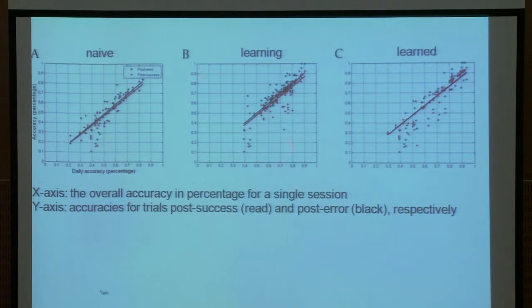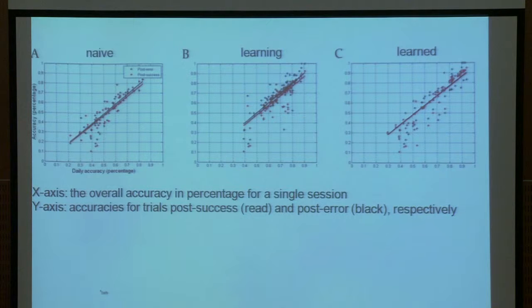So after the error here, you see the post error, the rat is paying attention. So his accuracy is actually increasing over the previous trial's accuracy. So this basically shows the rat is capable of picking up from his own mistakes. So this is behavioral data. And what about neural? What is reflected in the neural data?